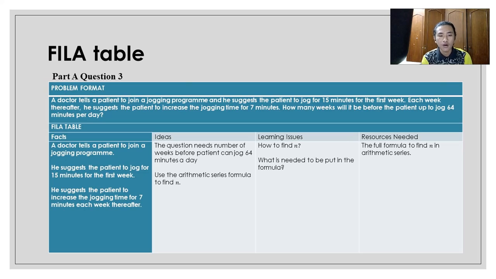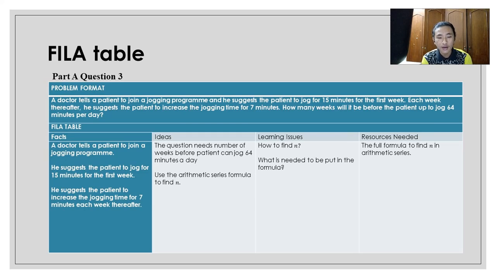AA200855. So for my part, I will present about our Villa table. For part A, question 3, there are 3 facts about the question. The doctor tells the patient to join a jogging program. The second fact, he suggests the patient to jog for 15 minutes for the first week. And the third fact is he suggests the patient to increase the jogging time by 7 minutes for each week.